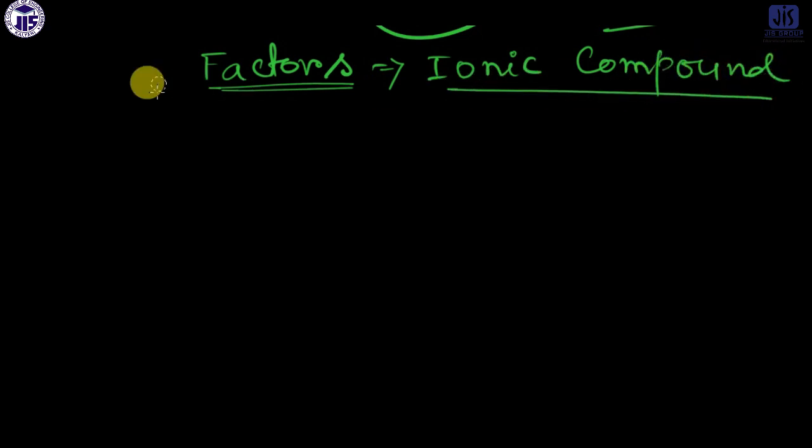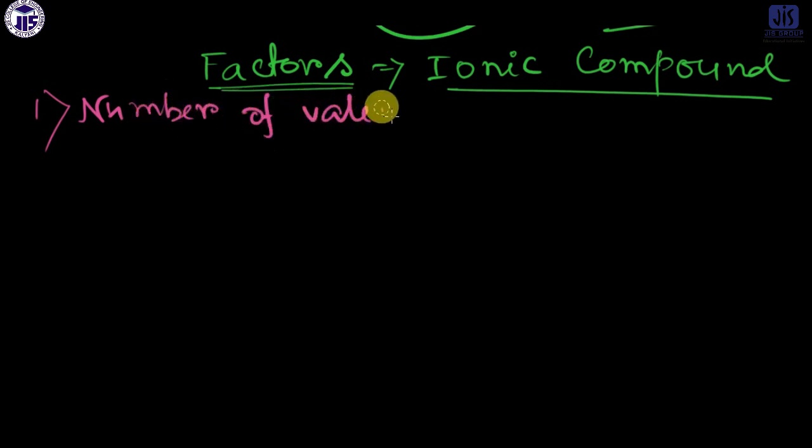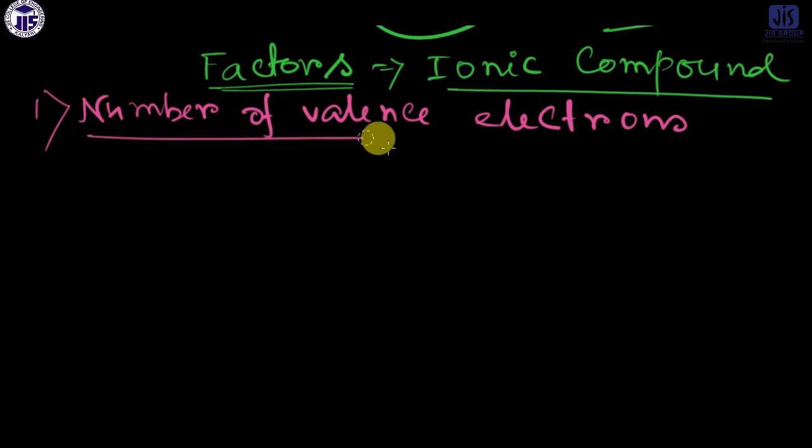Okay, so first factor. What is the first factor? The first factor is the number of valence electrons. What is the meaning of the number of valence electrons? Valence actually means outermost electron.